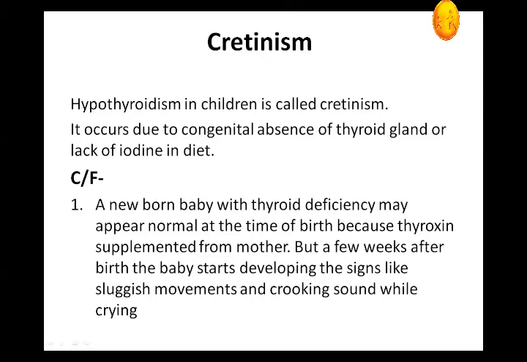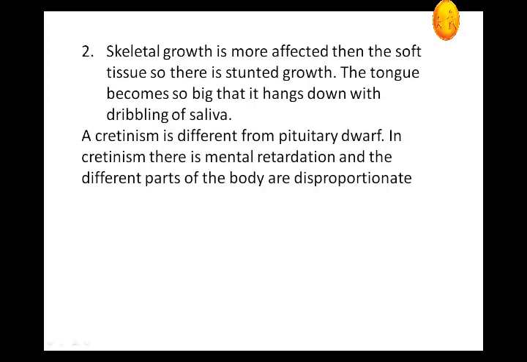And remember that they avoid feeding. Skeletal growth is more affected than the soft tissue growth, so there is stunted growth. The tongue becomes so large that it hangs from the mouth and there is dribbling of saliva. I already told you that cretinism is different from the pituitary dwarf. In cretinism, there is mental retardation and the different parts of the body are disproportionate.